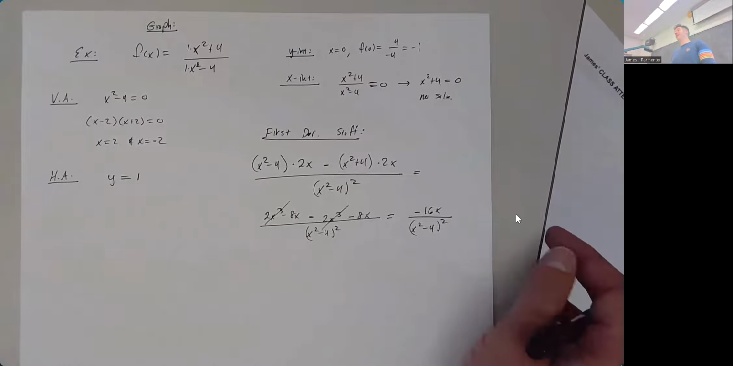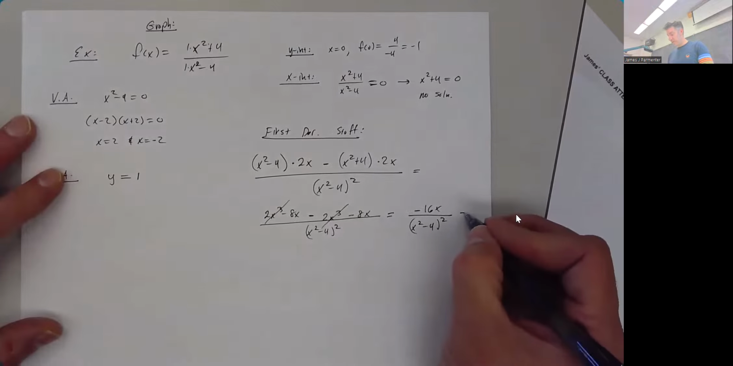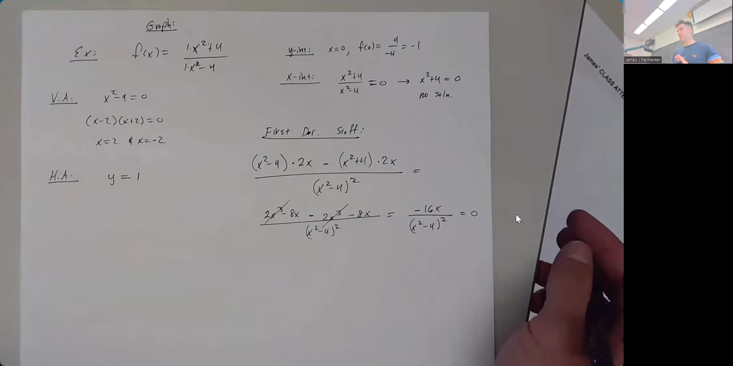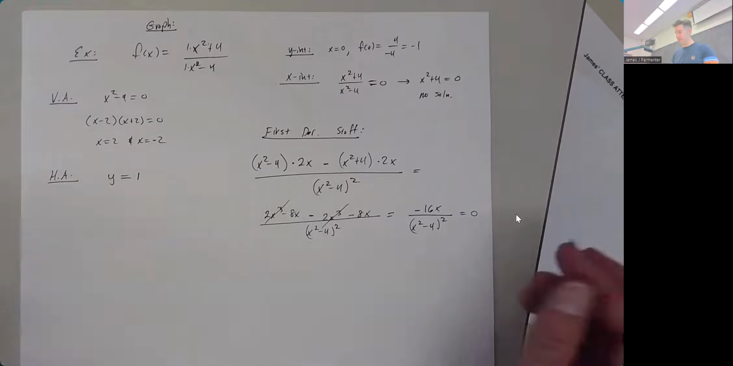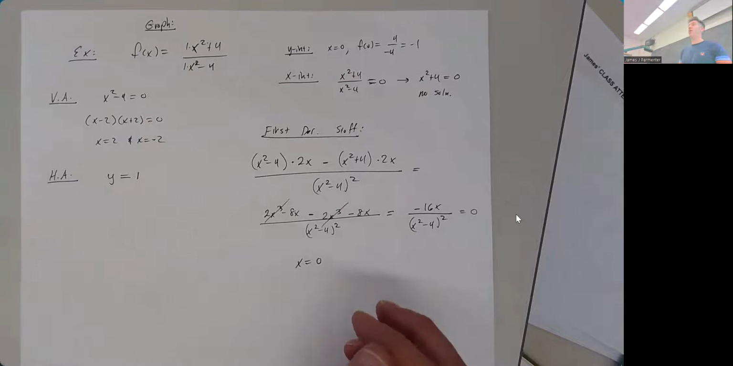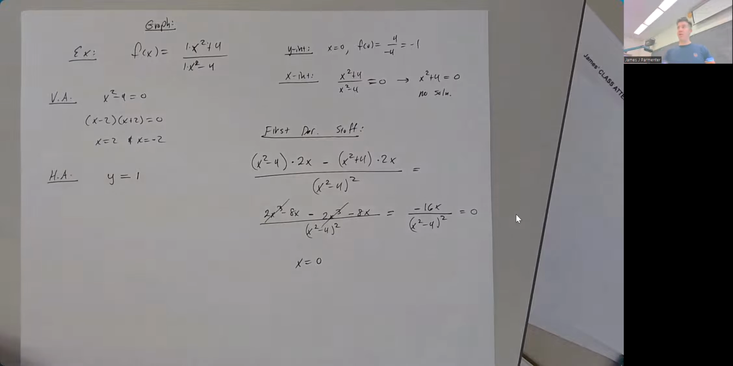What's my critical value? What makes this equal to 0? Just 0. That was the answer. It was 0. There are two other numbers that are important here. If something is a vertical asymptote, it always ends up being something we should list in our critical values, even if it's not really a critical value.